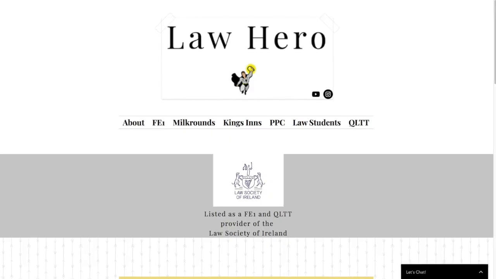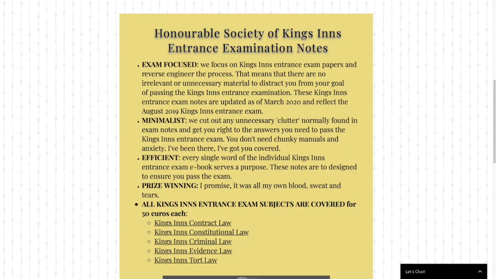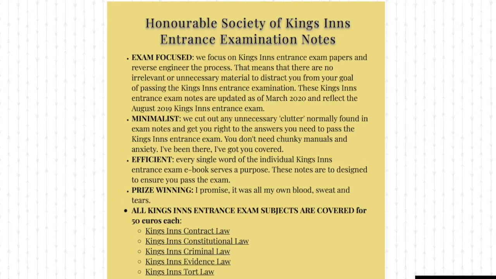So when you get to the home page, landing page, you just click on King's Inns. You will see that there are 5 exams for the King's Inns. Now, to actually be able to sit those exams, there are a whole host of formalities, so I advise you to look into those. But there are 5 exams: contract, constitutional, criminal, evidence and tort. Very, very straightforward actually, and some of the much nicer subjects.